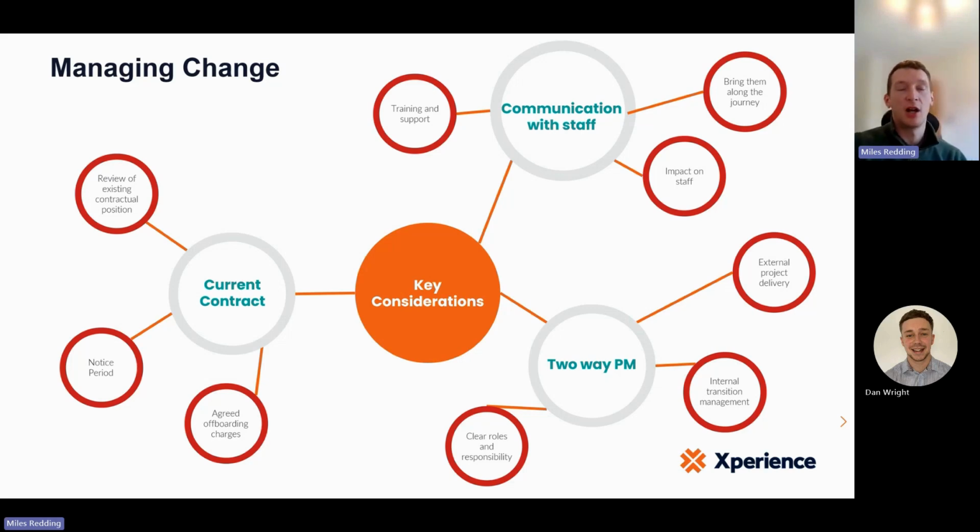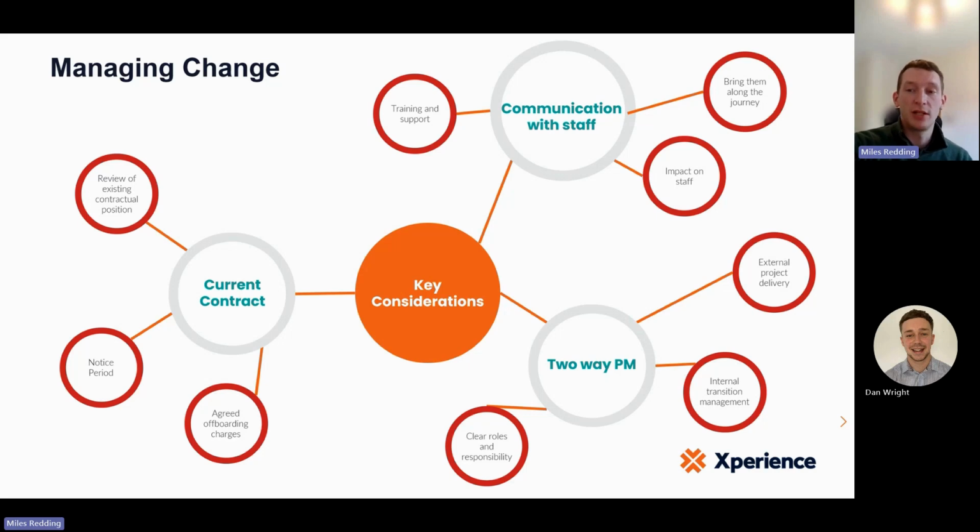And the final element is actually almost a step before all of this. It's actually understanding your current contract. I've seen some horror stories where people run a tender process and they find out they didn't serve notice in their time frame and they were stuck in that contract. I've seen some really, really bad examples where they get stung with some huge offboarding charges because that conversation wasn't held up front. So I would strongly recommend you understand your current contractual position.